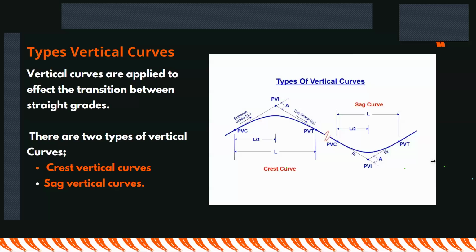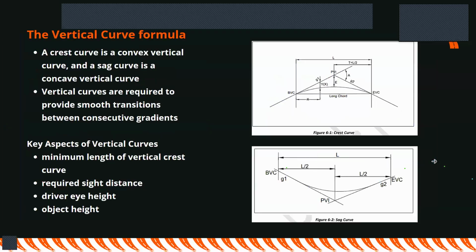Now, once that is done, we understand that. I want us to look at the first thing, which is the key aspects of vertical curve. Number one is the minimum length of the vertical curve. These are the key aspects or key design parameters. The first one is the minimum length of the vertical curve.